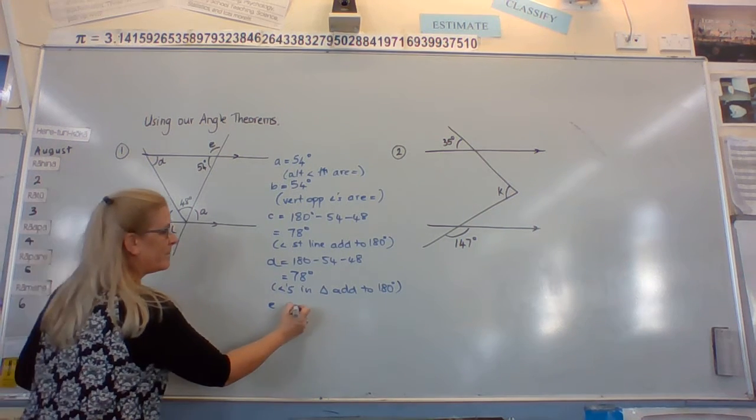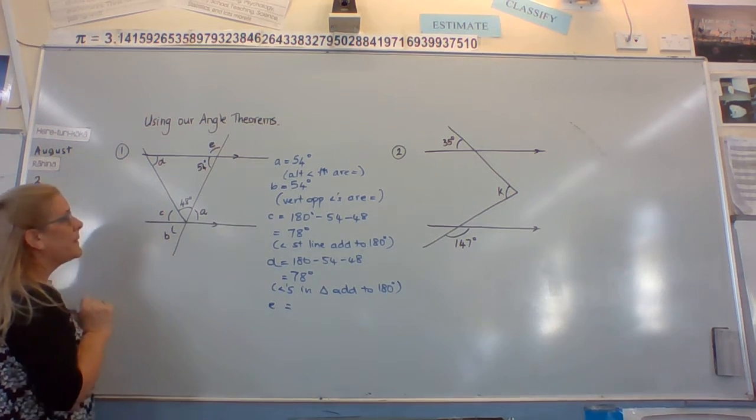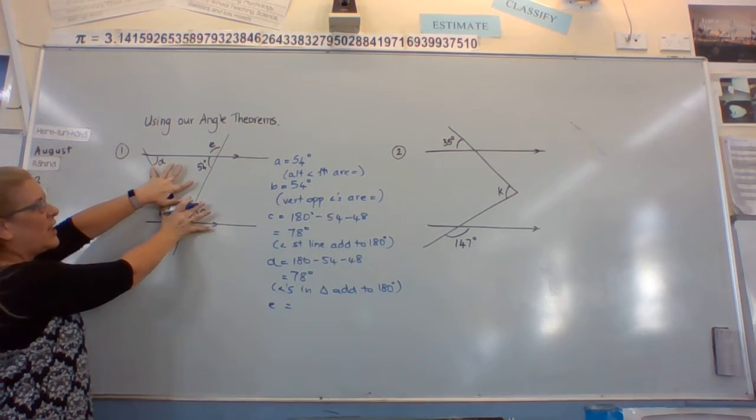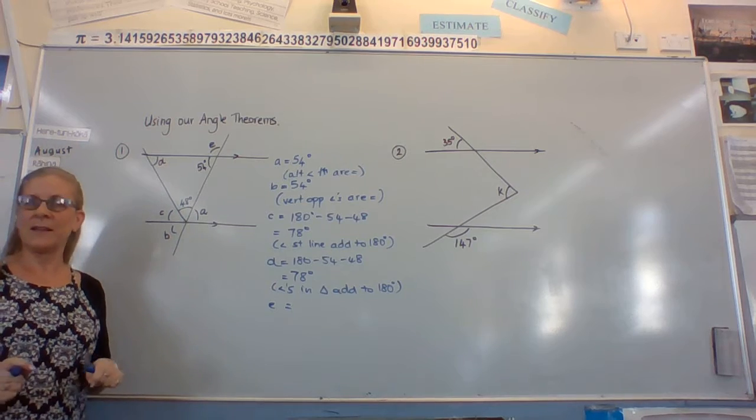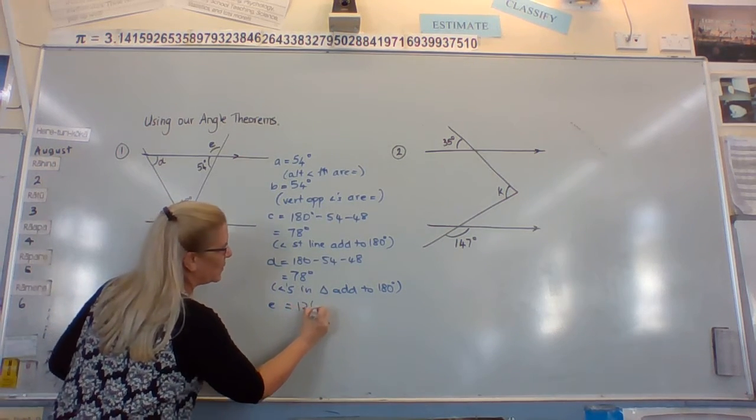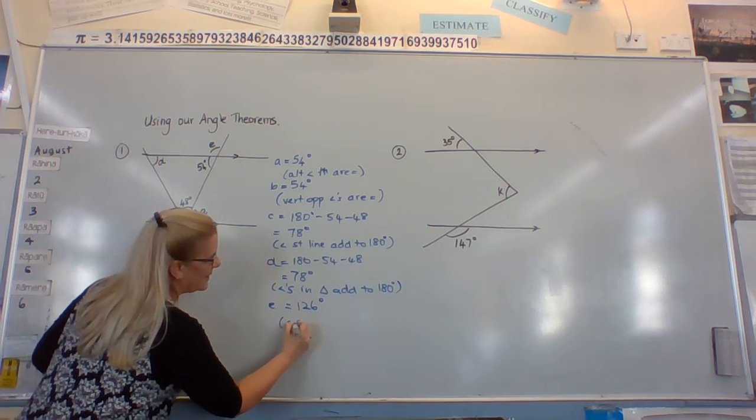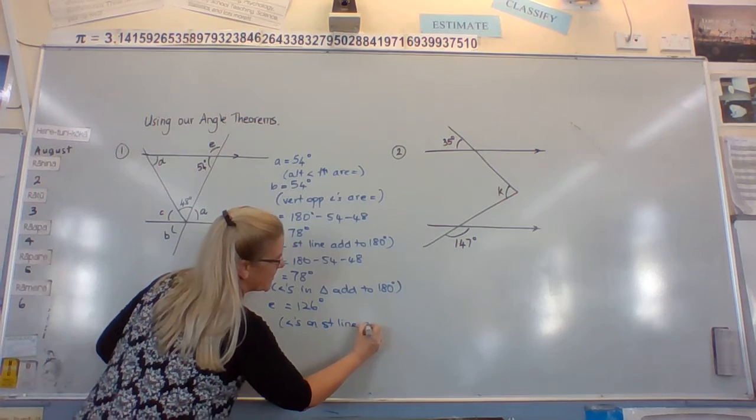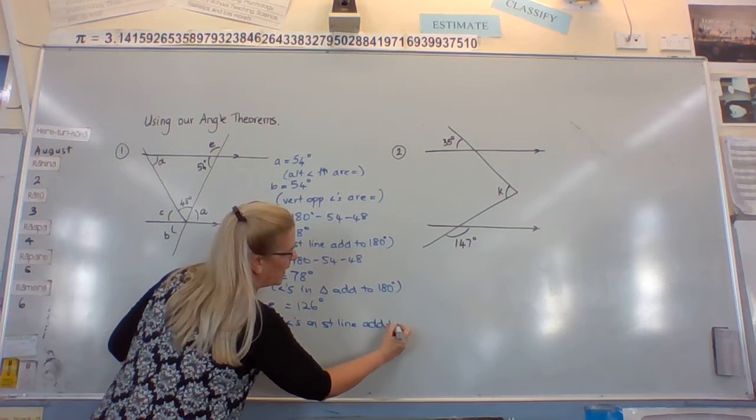Ada? No. If I get rid of all of the rest of the picture, what am I using for E? William? 126 because angles on a straight line. Okay, so that was a working through one.